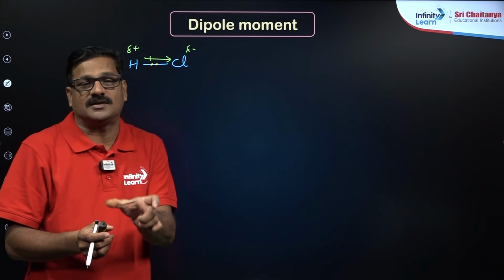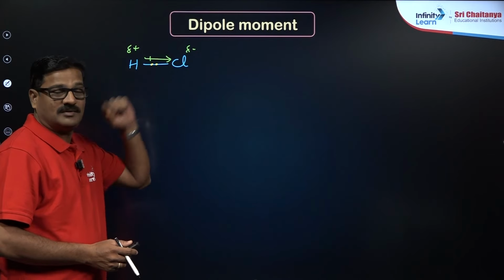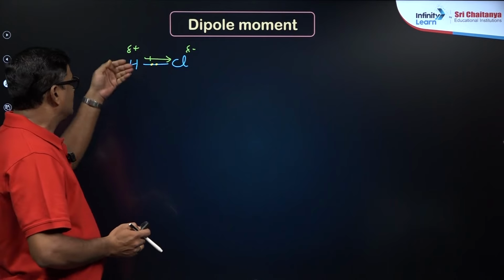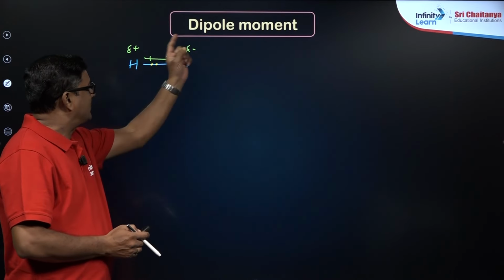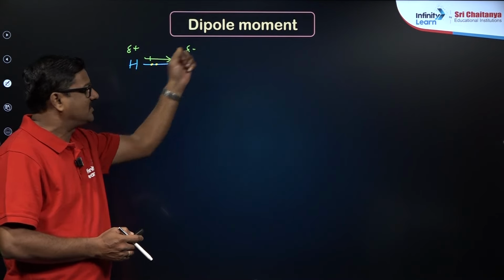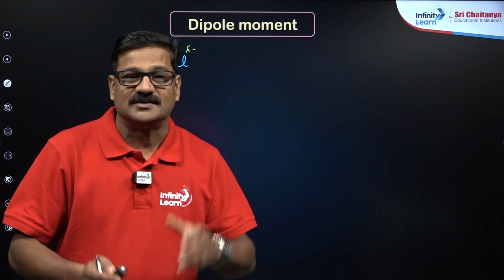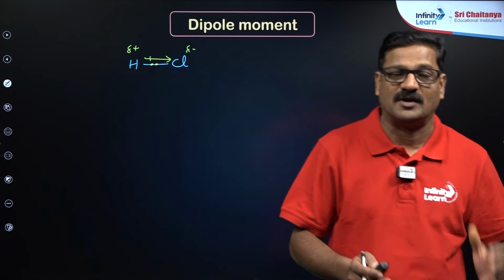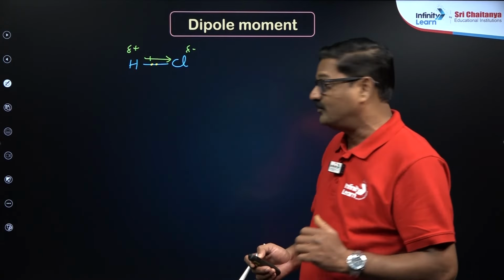So this molecule now becomes polar, with one negative pole and one positive pole. Two poles are formed because of the bond moment. So we can say a dipole, two poles, is there due to the bond moment. That is what you call a dipole moment. This dipole moment decides various factors in the properties of the molecule. So let's talk about the actual definition of the dipole moment.